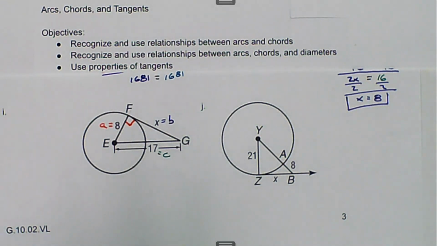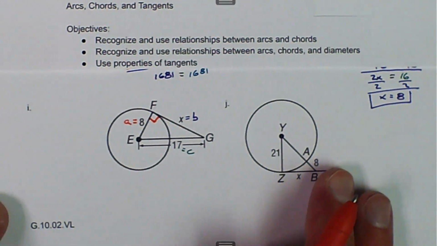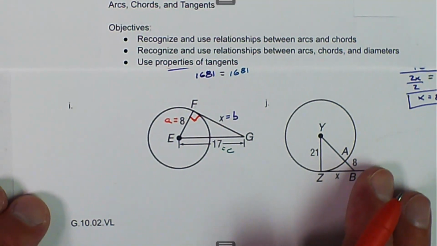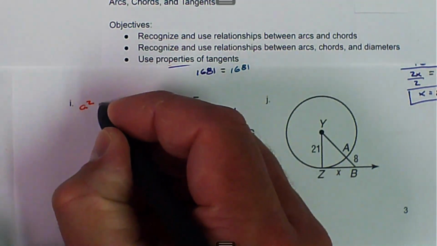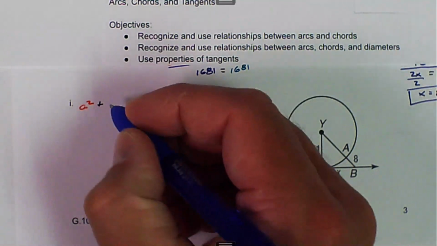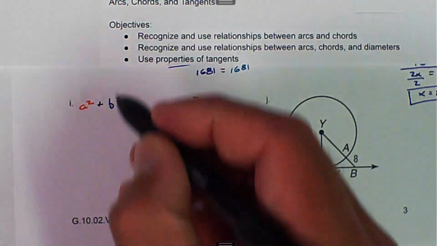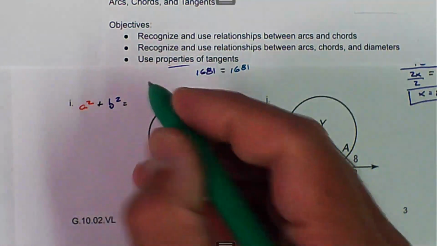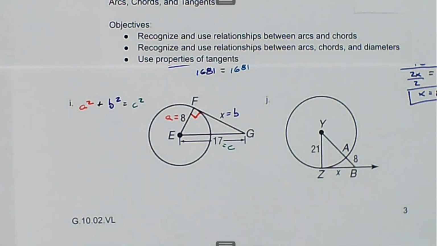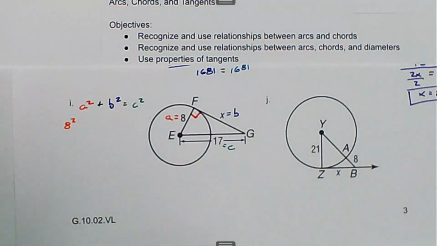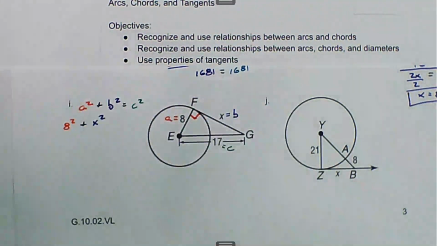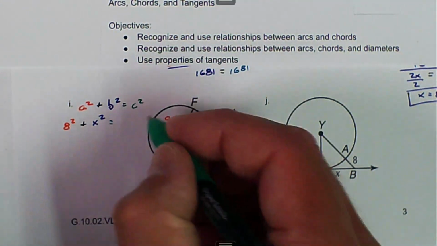So we can substitute those values in. Pythagorean theorem, we have a squared plus b squared is equal to c squared. We can substitute our values in. A is 8 squared plus b, in this case we don't know what it is, so it's going to be x squared, and c is equal to 17 squared.